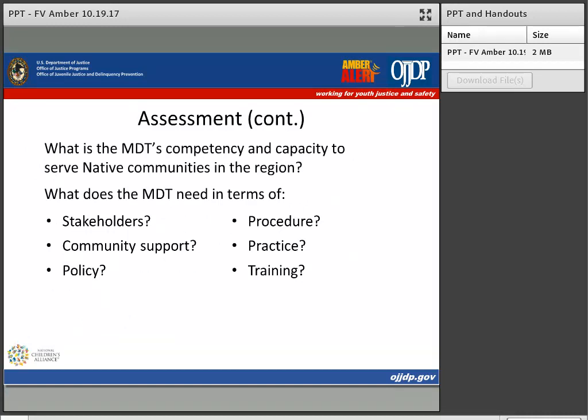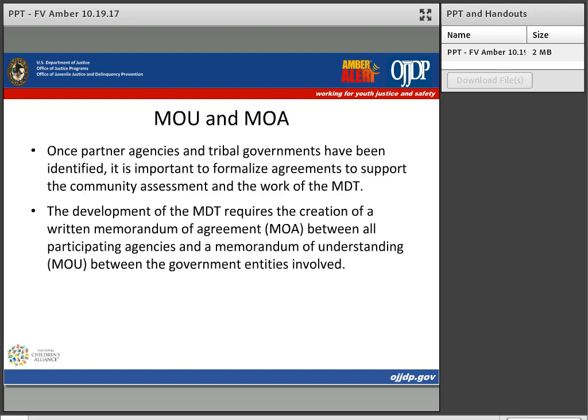And then ask, what is your competency? Where are your strengths as they relate to your MDT in terms of your stakeholders, the people that are going to make up the MDT? What kind of community support can you expect? Does the tribe and does your MDT have policy in place that supports the concept? Does local law enforcement and advocacy centers have procedures and practices in place that support the MDT concept? And I think most important is everyone trained to utilize that process and the resources that you're going to bring to the table.